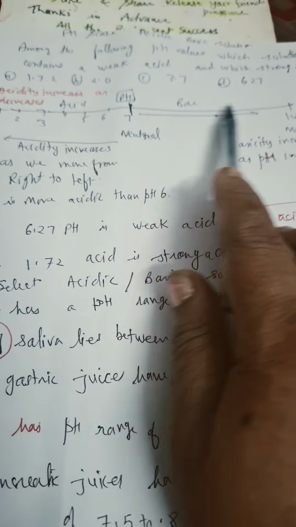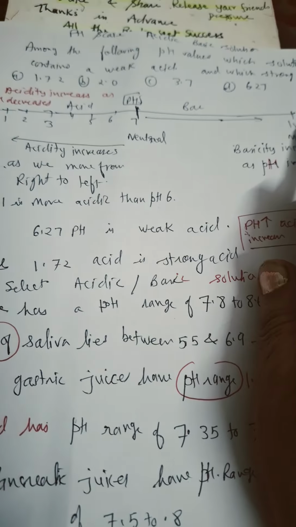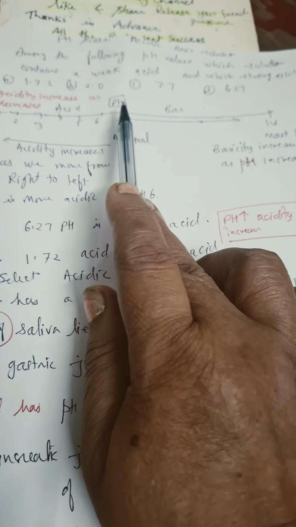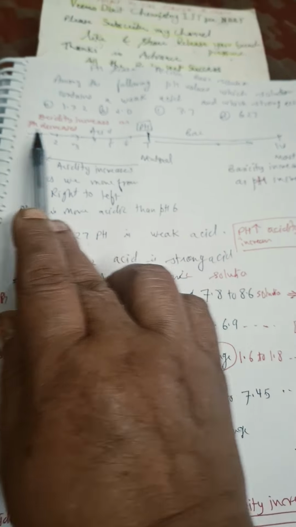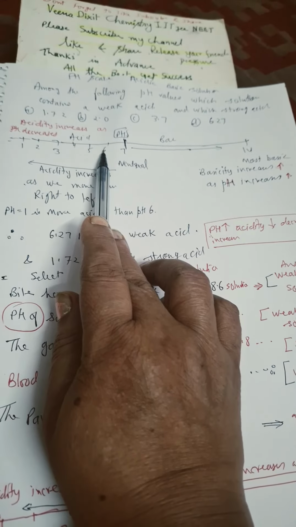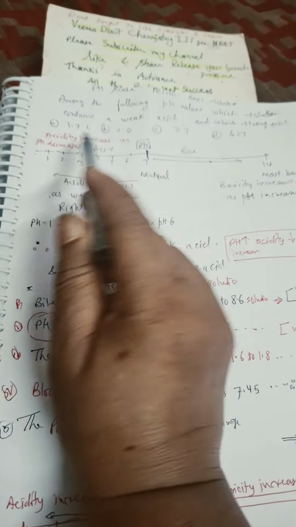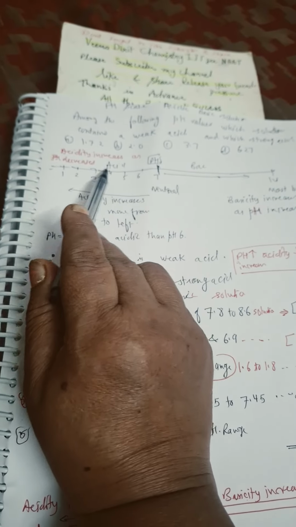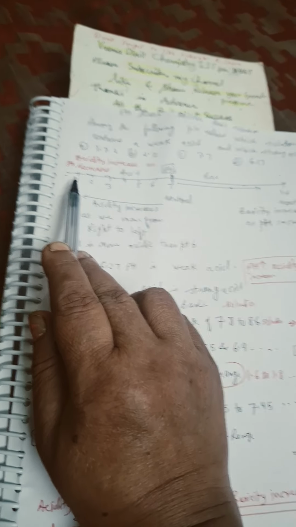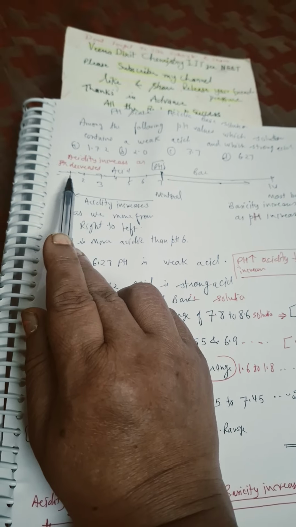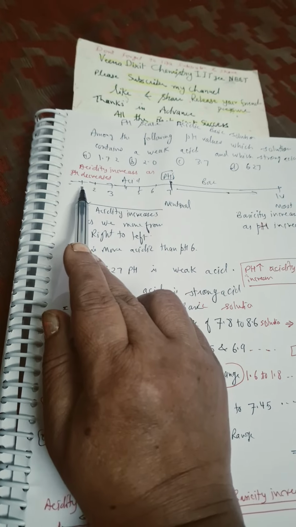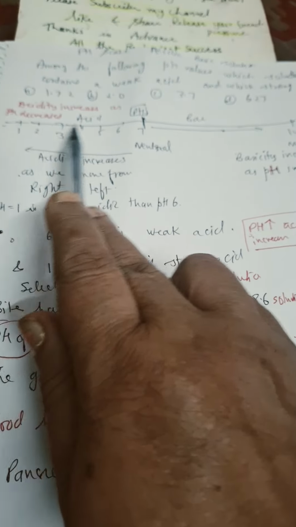First of all, you have to draw a number line from 1 to 7, 7 to 14. Up to 7, here 7 is neutral. pH 7 means it is a neutral solution. If pH ranges from 1 to 7, this shows the acidic nature of the solution. As we go from 7 in decreasing order, 7, 6, 5, 4, 3, 2, 1, acidity increases when pH is lower. Acidity increases as pH decreases, and acidity decreases as the number increases.